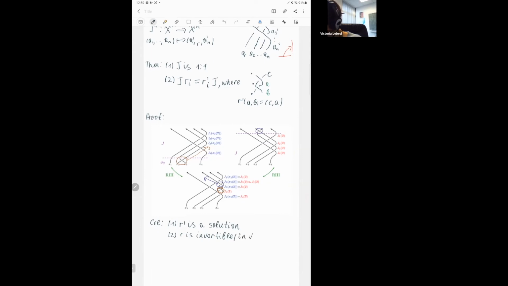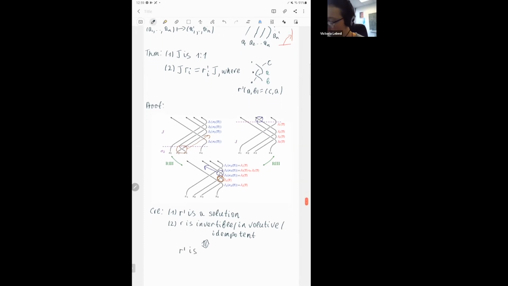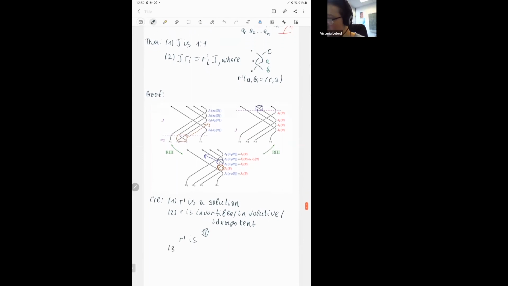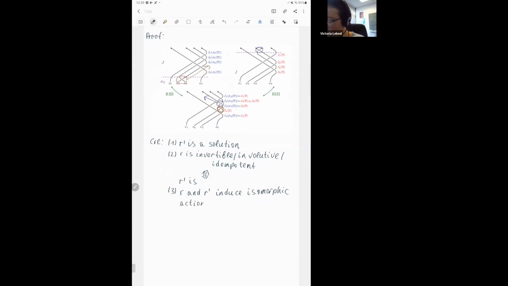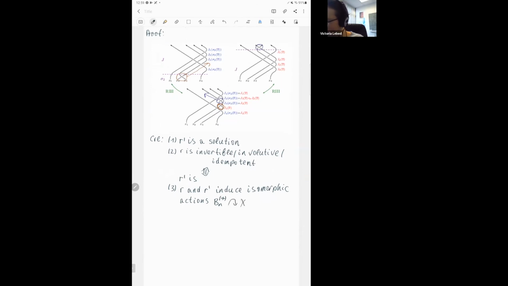Then it gives you also for free that your original solution is invertible or involutive or idempotent, if and only if your derived solution R is such. So it is invertible or involutive or idempotent, just because one is the conjugate of another. It also gives you that your solutions induce isomorphic actions of your braid group or braid monoid, depending on whether you're working with groups or monoids, on the powers of your set.